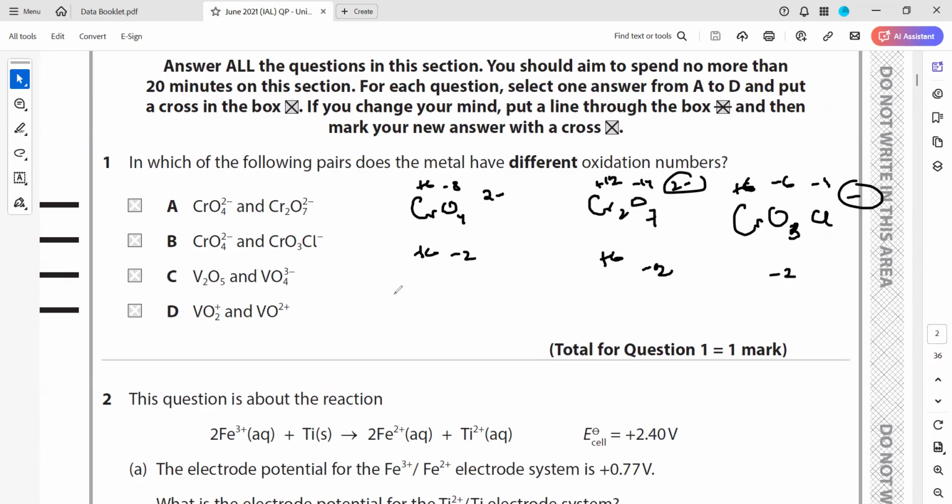When we check V2O5, each oxygen is minus 2, so 5 will be minus 10. And vanadium should be plus 10, so each will be plus 5. In VO4 with the charge 3 minus, each oxygen is minus 2, 4 will be minus 8. So this should be plus 5. So it means that D will be the right answer, because for the rest we worked out that they have the same oxidation number. So in D it should be a different oxidation number.